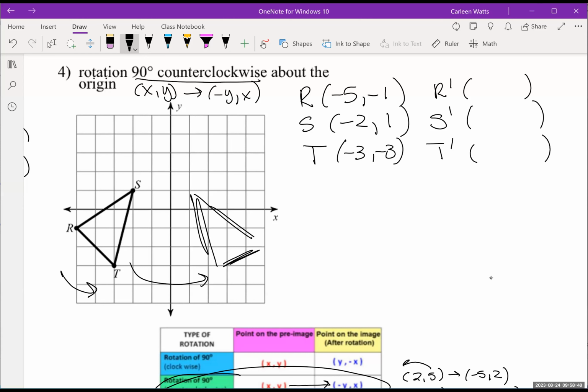You guys are funny. You're making me laugh. Okay. Move the Y to the front, change the sign, move the X to the back. Do not change the sign. Okay, let's graph these and see how close my prediction was.